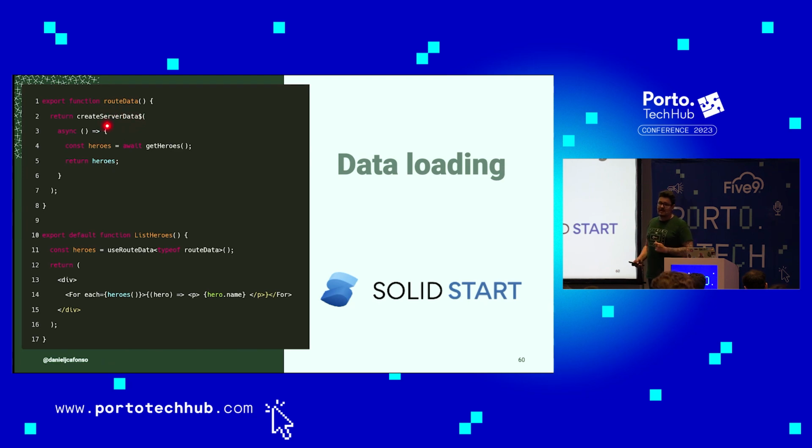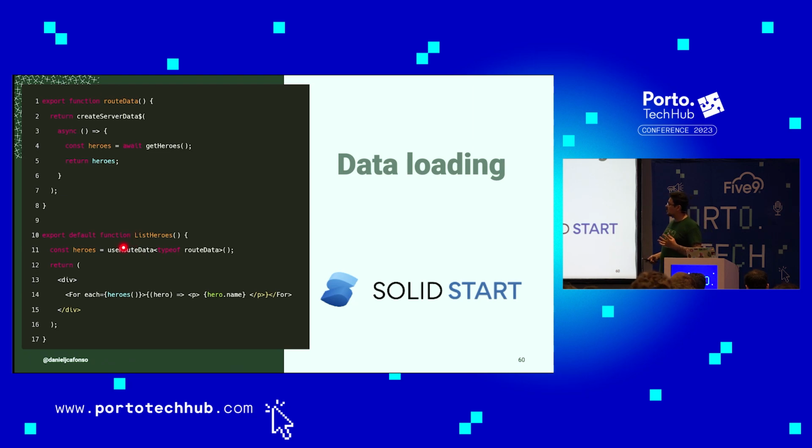While we're doing createServerData, we're telling Solid, hey, this thing that we have here, we want to fetch it on the server. So if we put this on the server, what we're doing is accessing a database, getting a heroes list, and then we return it. Once this is returned from the routeData function, when we go to our component, our component uses this thing called useRouteData.